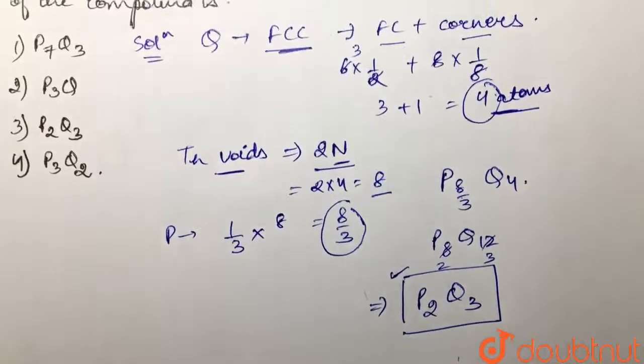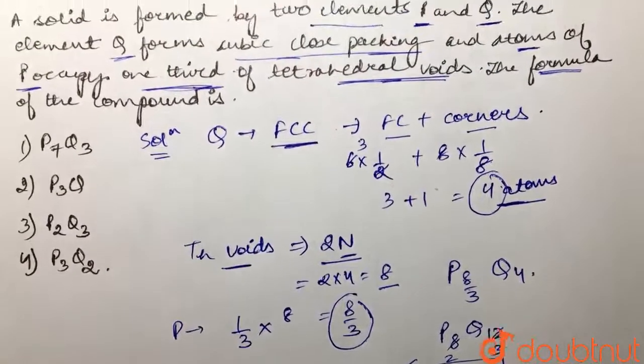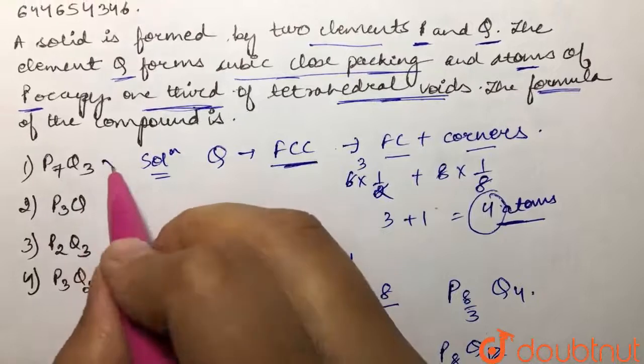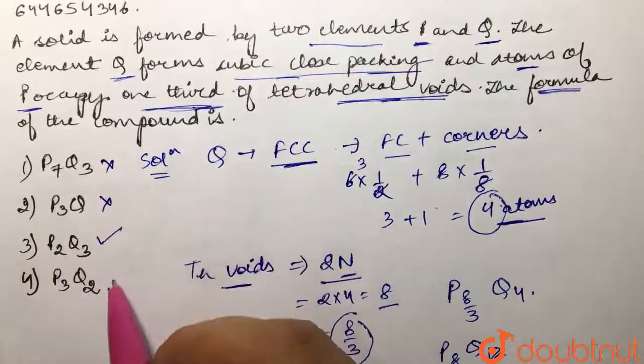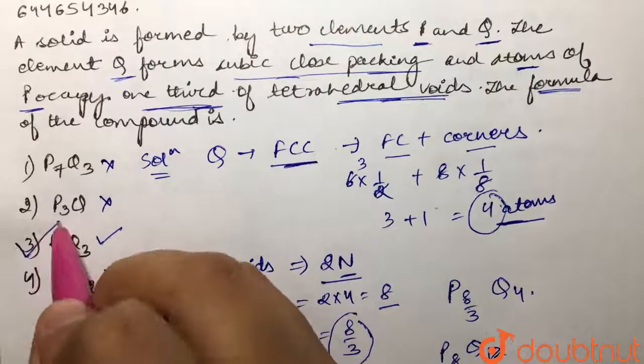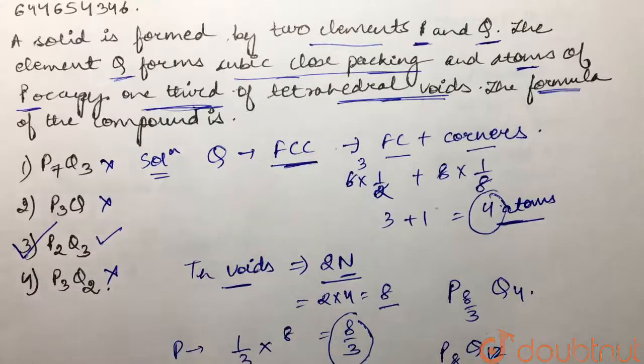So if we look at our options, the first option is P7Q3, which is not correct. Then we are given P3Q, not correct. P2Q3 is correct. P3Q2 is not correct. So our answer to this question would be the third option.